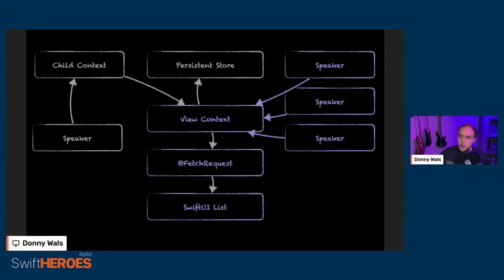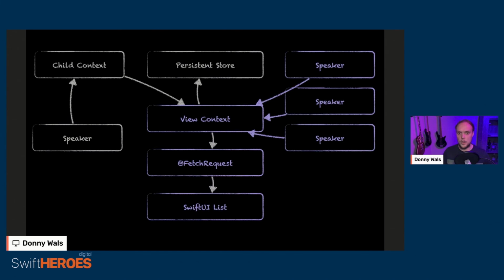Okay, so that sort of explains the whole setup with the child context, and I hope you understand why I mentioned that the child context is so important, because it allows us to create edit and add views that are completely separate storage-wise from our view context and completely separate from the data in our application.